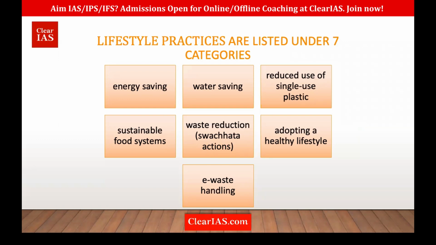Another example is you can reduce excessive fishing. We know, due to climate change, the fish is migrating to higher latitudes, right? The water is getting warmer. Fishermen are going to struggle more. So instead of buying fish and throwing it away, just buy what is required. Such a system is called sustainable food systems. Okay, then waste reduction and Swachhta actions.